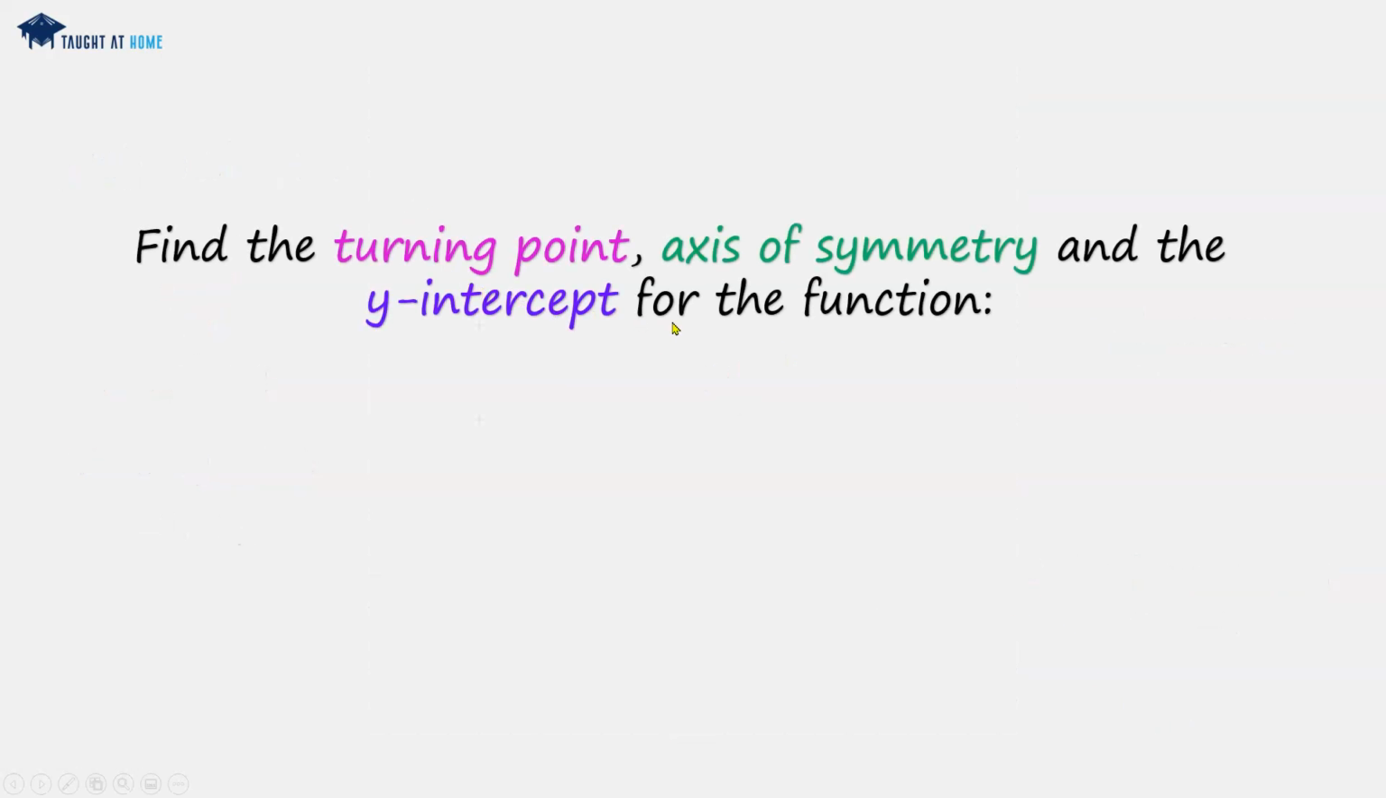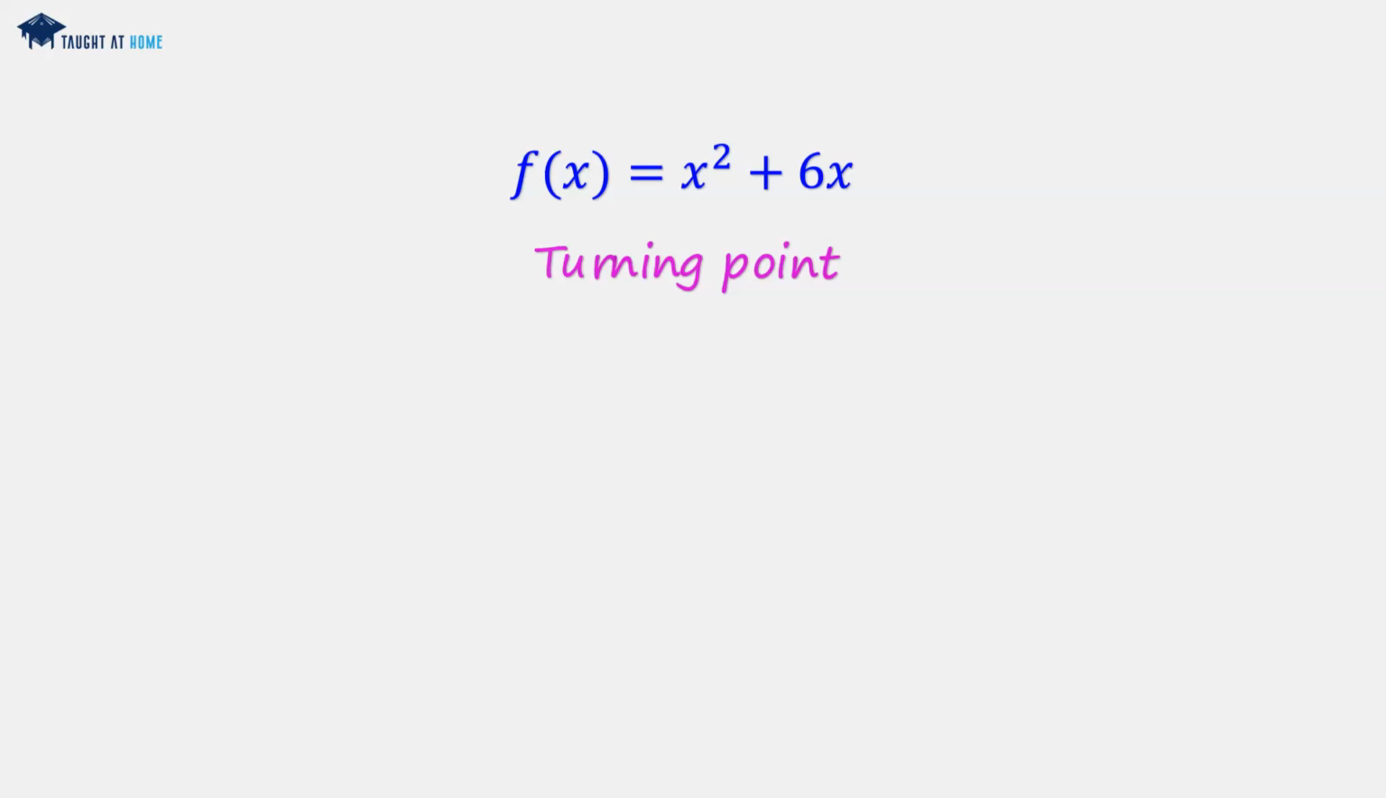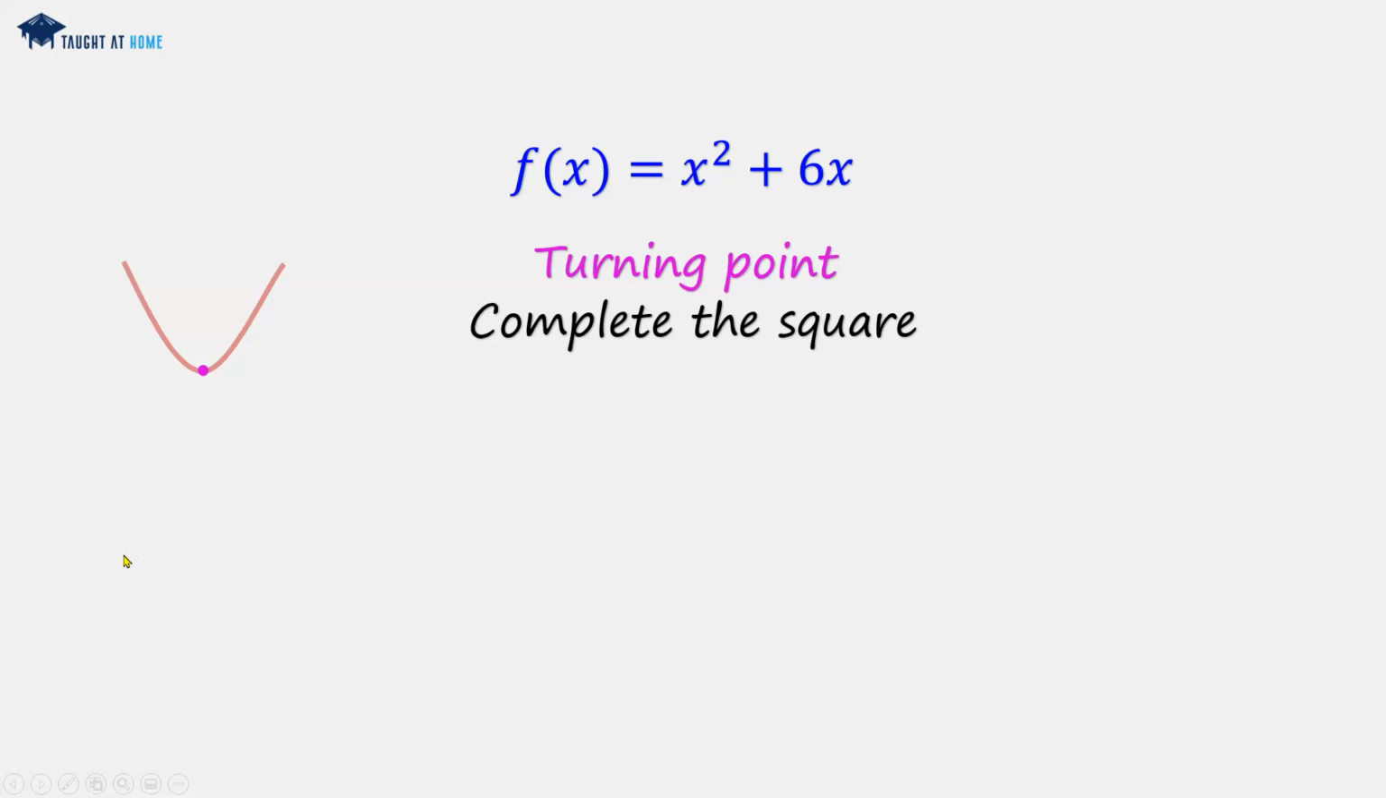Example 1. Find the turning point, axis of symmetry, and the y-intercept for the function f(x) = x² + 6x. So let's start with the turning point. Because we have a positive x², we're going to have a U-shaped parabola, and the turning point is going to be a minimum, and so we can find this by using the completing the square method.